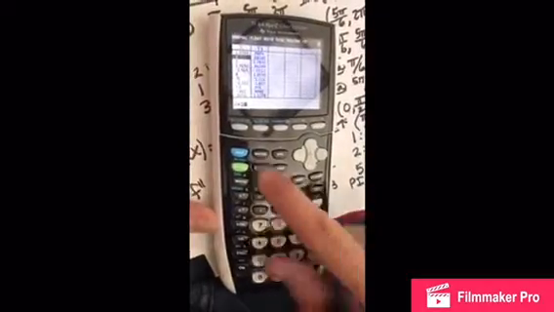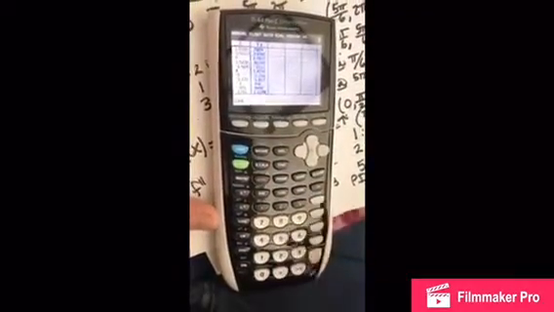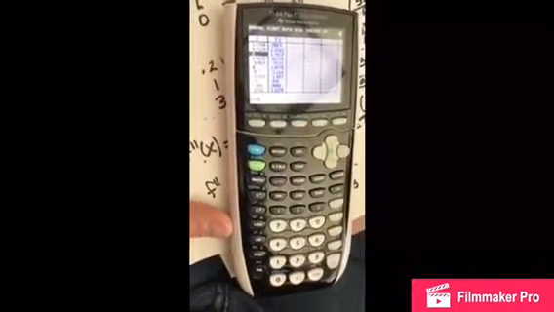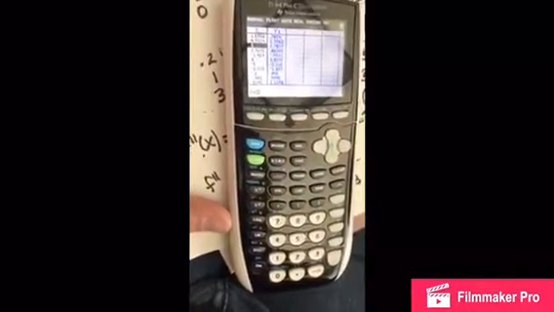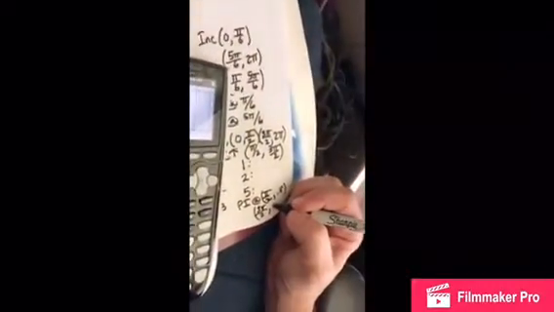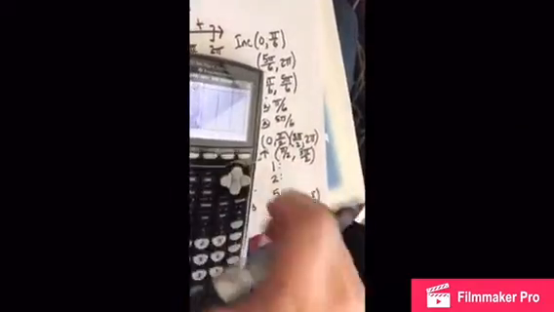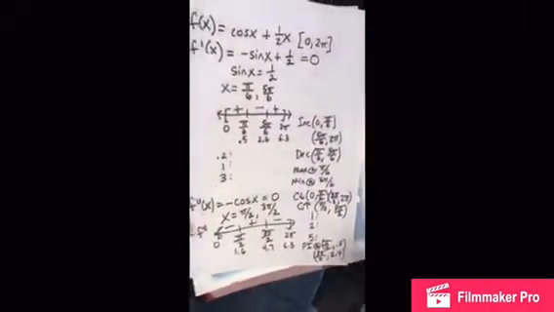3 pi over 2. And you'll see you get about 0.8. Can't graph much better than that. And then about 2.4. So those are your points of inflection.